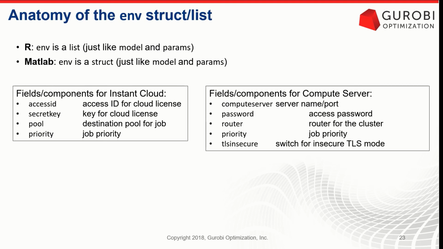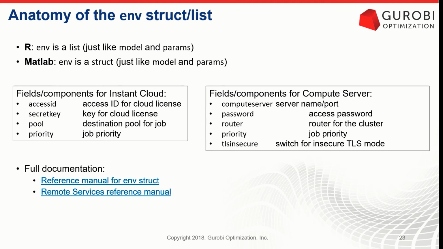For compute server, the relevant fields are the server name and the password. Optionally, you can route all traffic through a router. You can specify that as well as a field or named component. Then there's also a job priority that you can give. And you can also disable the encryption if you like to do that. The full documentation is in the reference manual. And actually there's a separate reference manual covering all the details of our remote services.